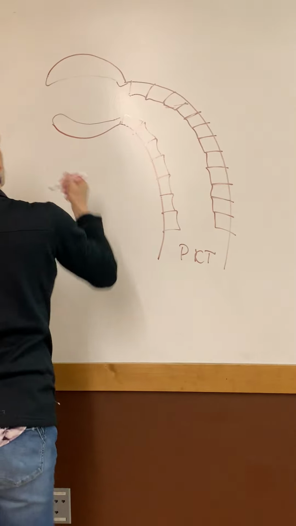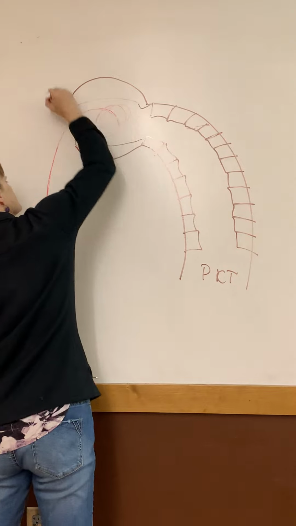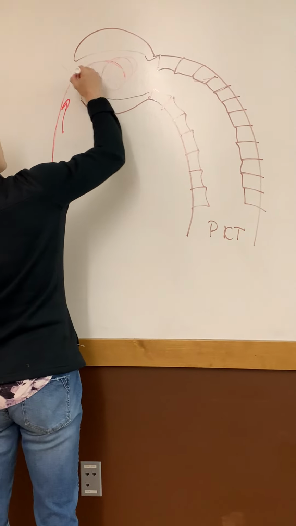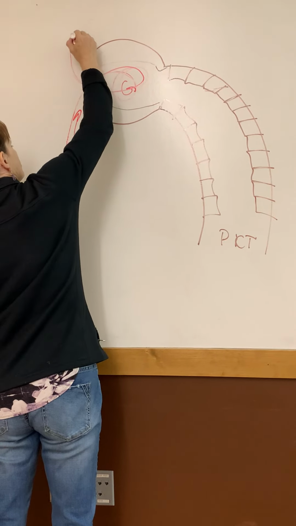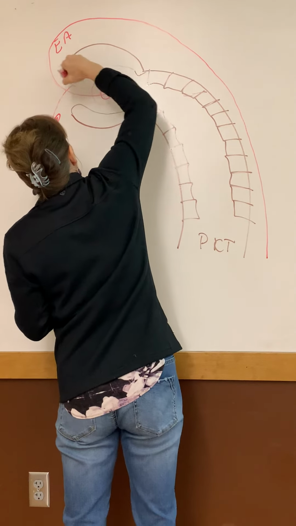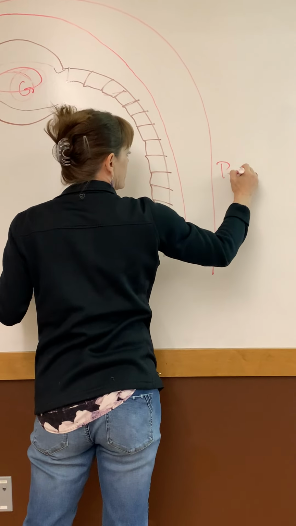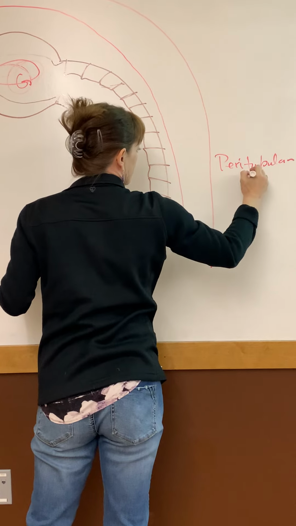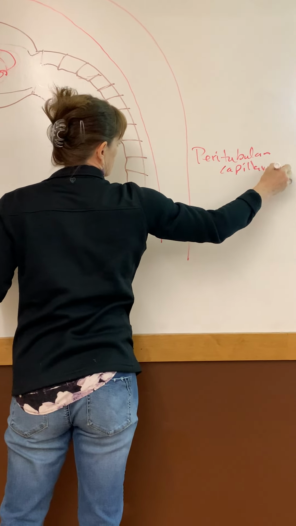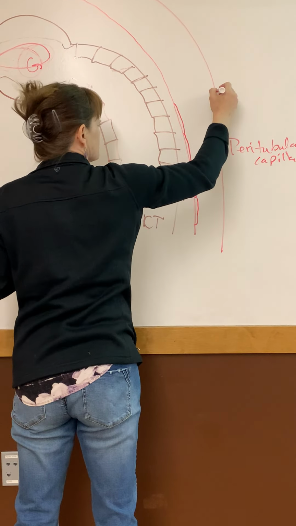Then we've got our glomerulus. Afferent arteriole coming in, glomerulus, efferent arteriole leaving. And remember, the efferent arteriole is going to come back around and form the peritubular capillaries. Capillaries are single cell thick too, right? They just happen to be simple squamous cells.